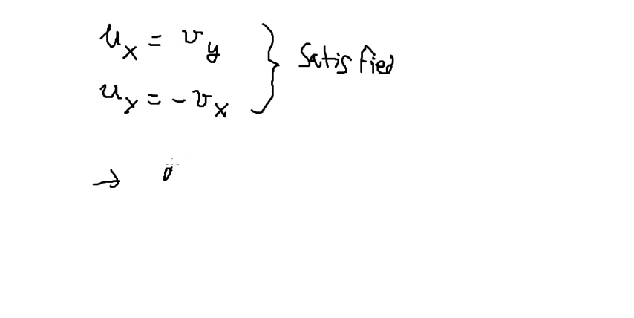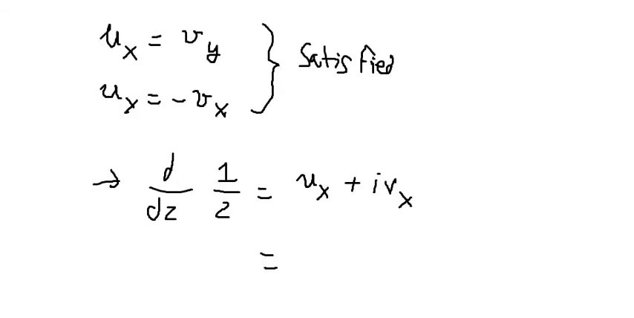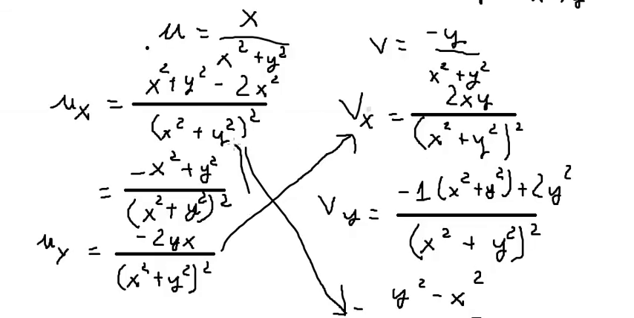So we have d over dz of 1 over z equals to ux plus i vx. So we can put the value of this one and this one.